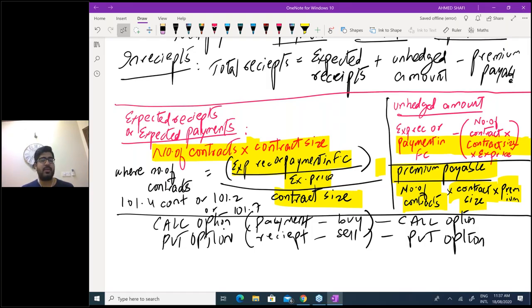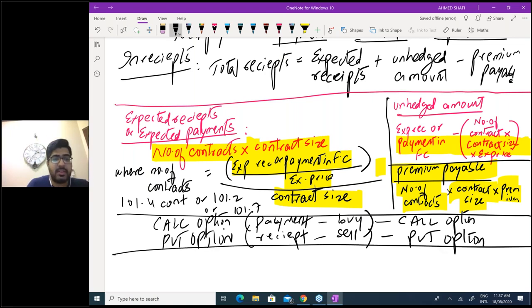In payment, you have to buy currency. Buying means call option. In receipts, you have to sell currency. That's put option. The formula of expected receipts or payments: the first thing is number of contracts into contract size. How do you get number of contracts? I've told you. For unhedged, it's expected receipts or payments minus number of contracts into contract size into exercise price. And for premium, it's number of contracts into contract size into premium.